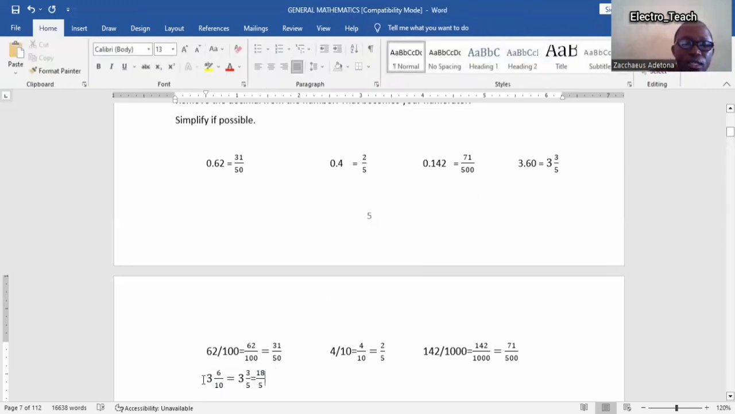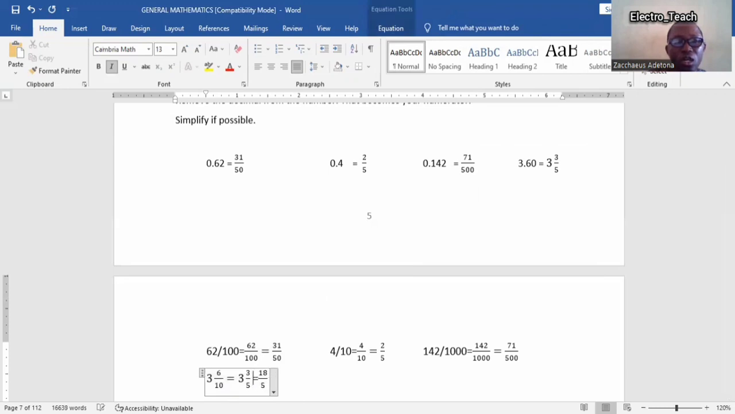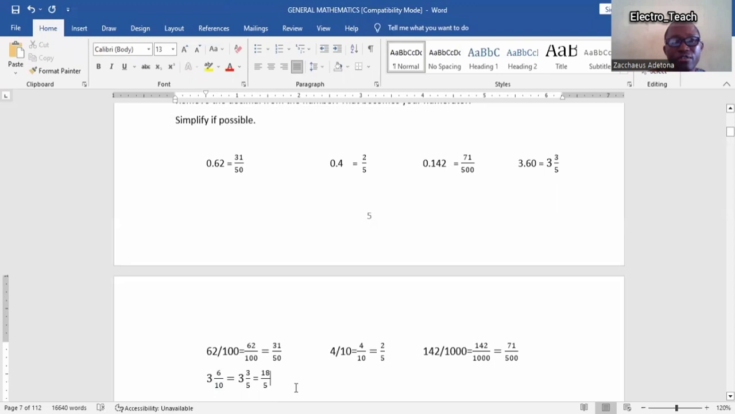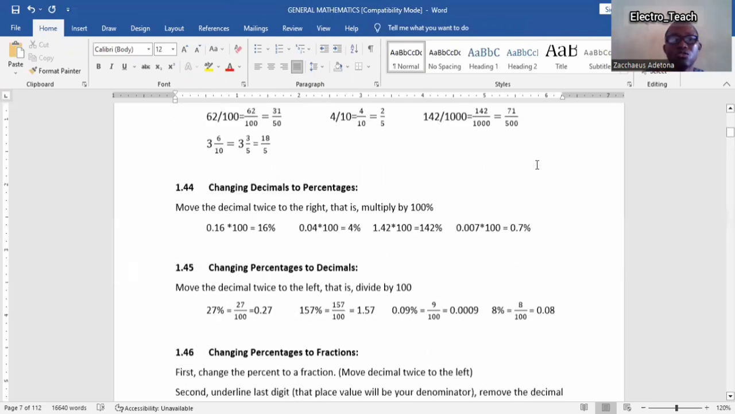So these 3 are the same. 3 whole number 6/10, 3 whole number 3/5, or 18/5. The 3 of them are equivalent, and the same thing is equivalent to 3.6 or 3.60. Now 3.60 is just increasing the number of decimal places. 3.6 is the same thing as 3.60. That's an example of a conversion of decimal to fractions.